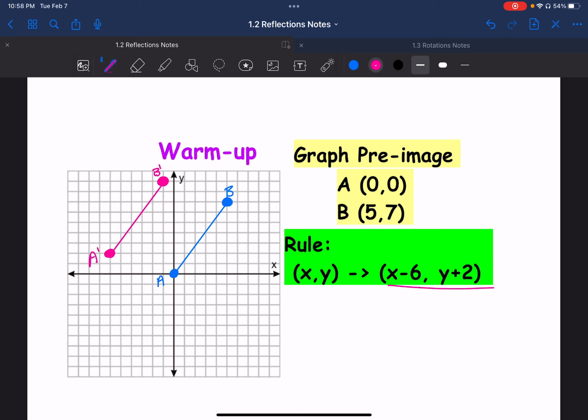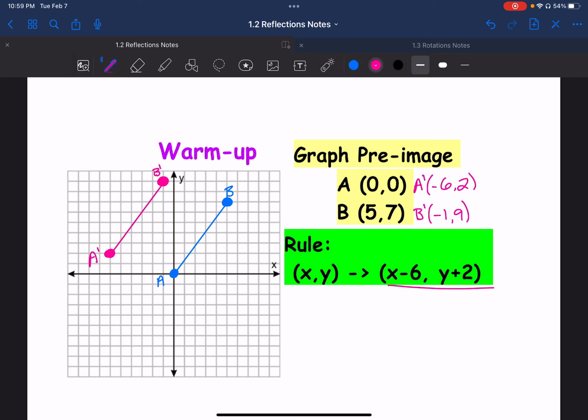And I can double check these points, make sure that they fit with my rule by looking at the point and applying the rule to the points. A prime, if I plug in 0, 0 minus 6 is negative 6, and 0 plus 2 is 2. Is this the point negative 6, 2? Negative 6 up 2. Yes, it is. And do the same thing here. B prime, I've got 5 minus 6 is negative 1. 7 plus 2 is 9. And that is, in fact, the point that I have here. So I'm all set. It looks good.